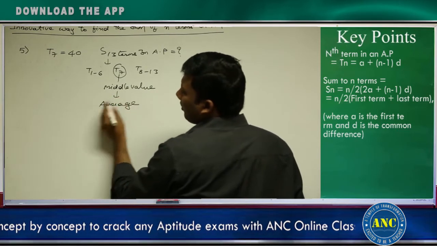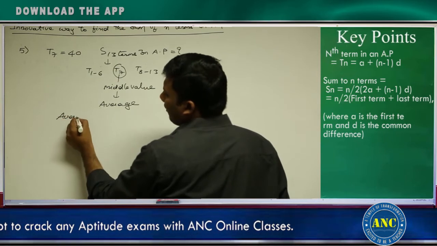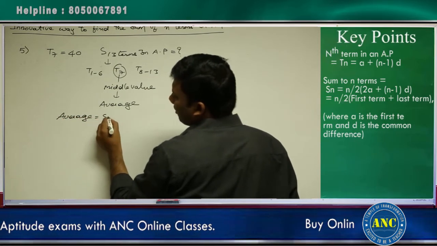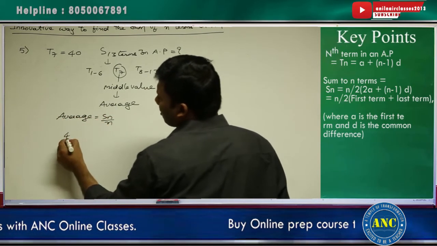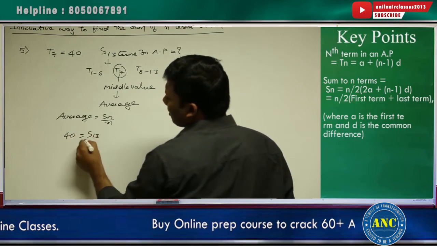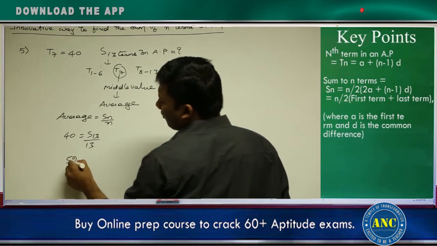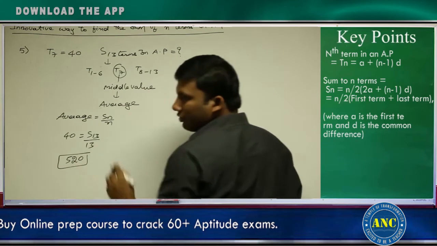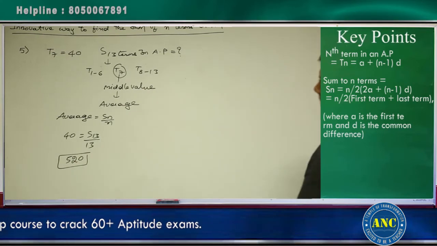So average will become, average is Sn by n. So average is 40 equivalent to S13 by 13. 13 40s are 520.